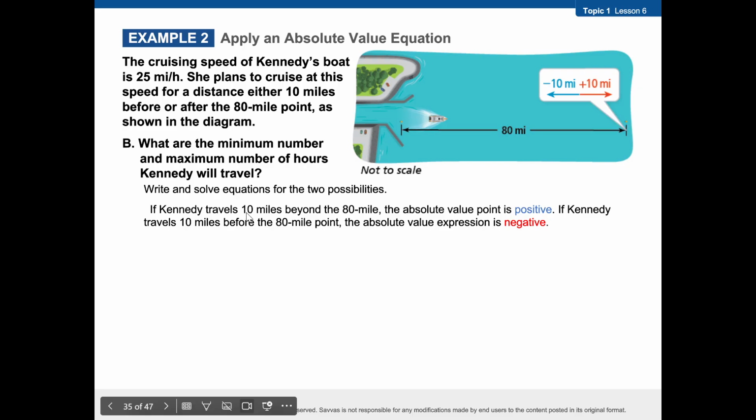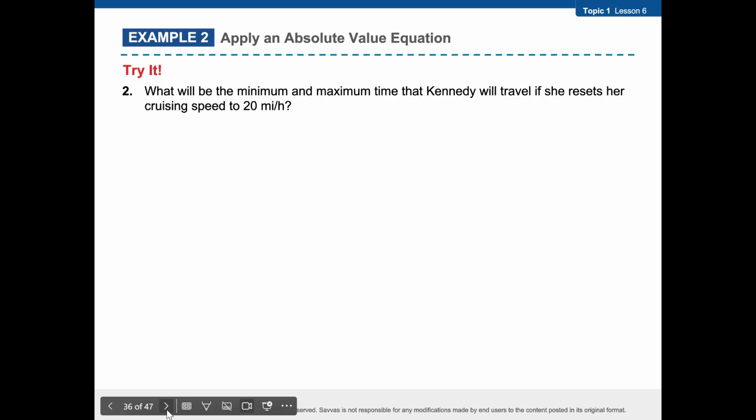So this is just to show you, if Kennedy travels 10 miles beyond the 80, then the absolute value expression is positive. If she travels 10 miles before the 80, the absolute value expression is negative. That's why we did one with a positive 10, the other one with a negative 10. So the solutions are your 2.8 and your 3.6.